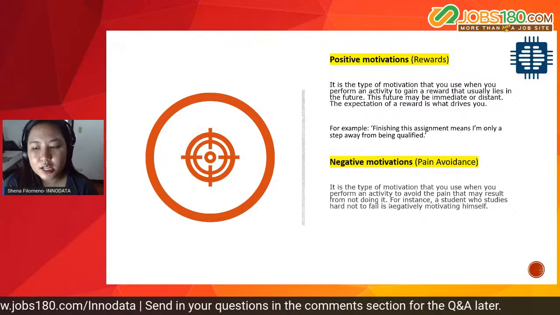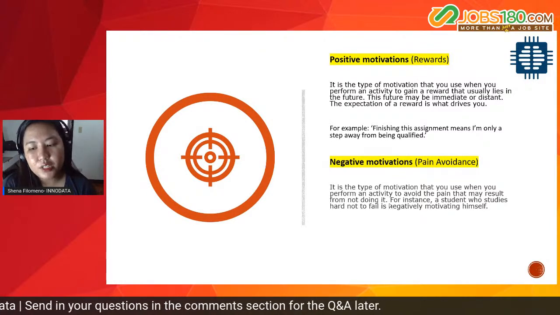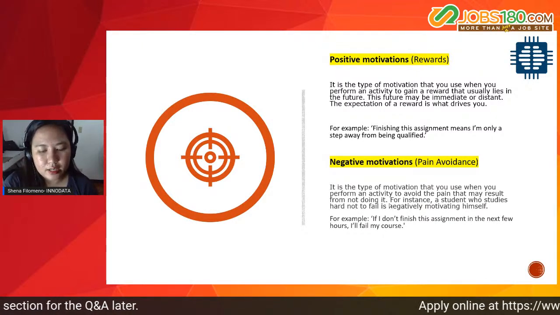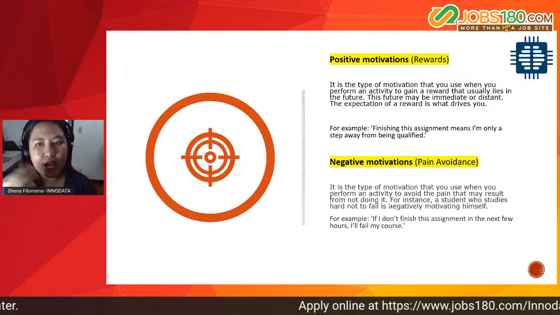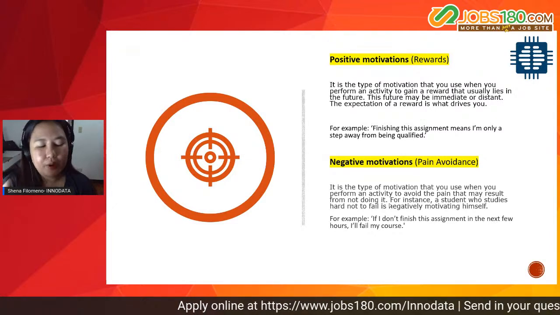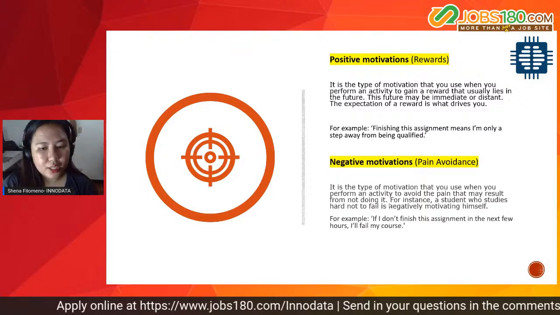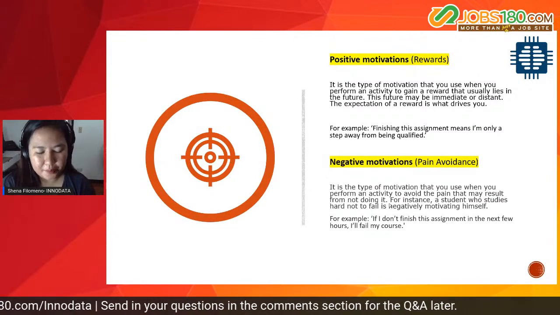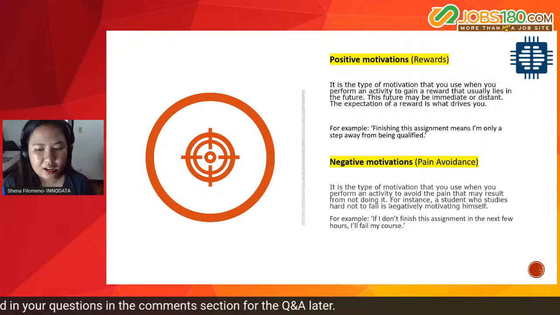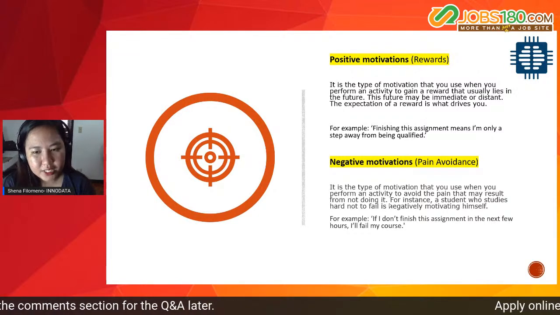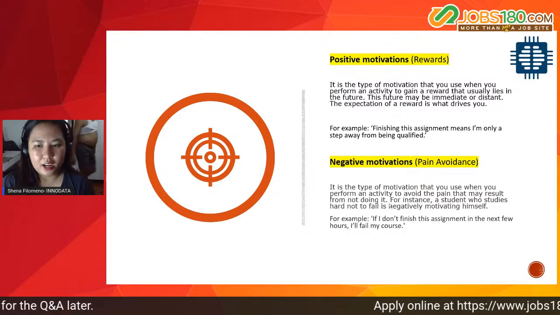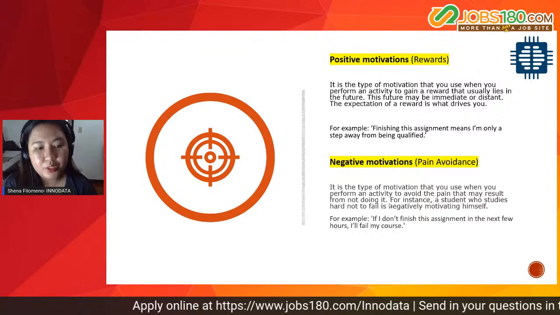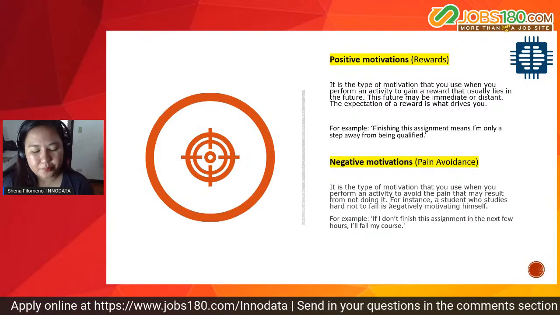So for instance, a student who studies hard not to fail is negatively motivating himself. For example, if I don't finish this assignment in the next few hours, I'll fail my course. So kung kanina may goal kang or may rewards kang inaantay, but for this motivation, may iniiwasan ka ng worst scenario. Okay? So, may iniwasan ka na, katulad na lang na, kapag di ko tinapos to, basically, babagsak ka. Okay? At yun yung nakakapag-motivate sa atin ang hindi bumagsak. So, that's what they call negative or pain avoidance.